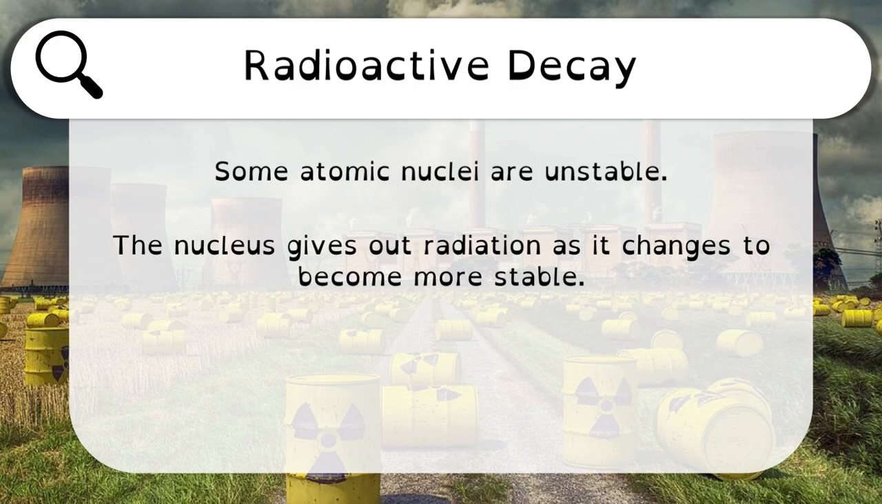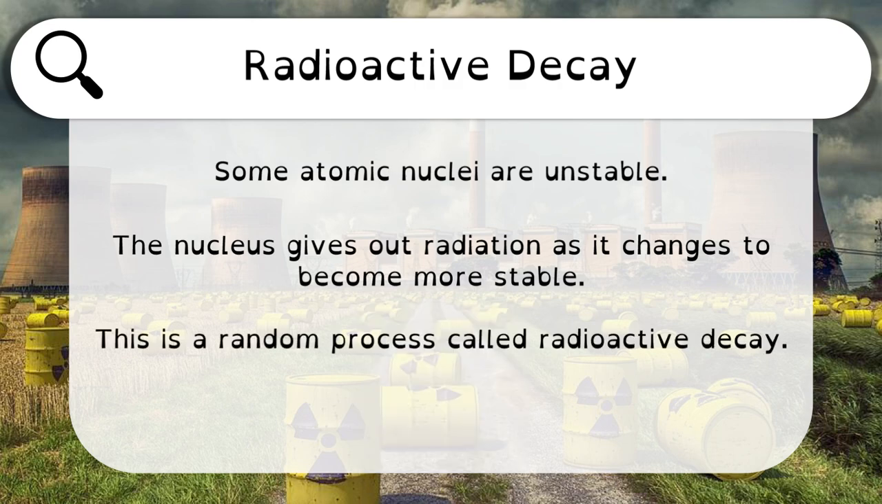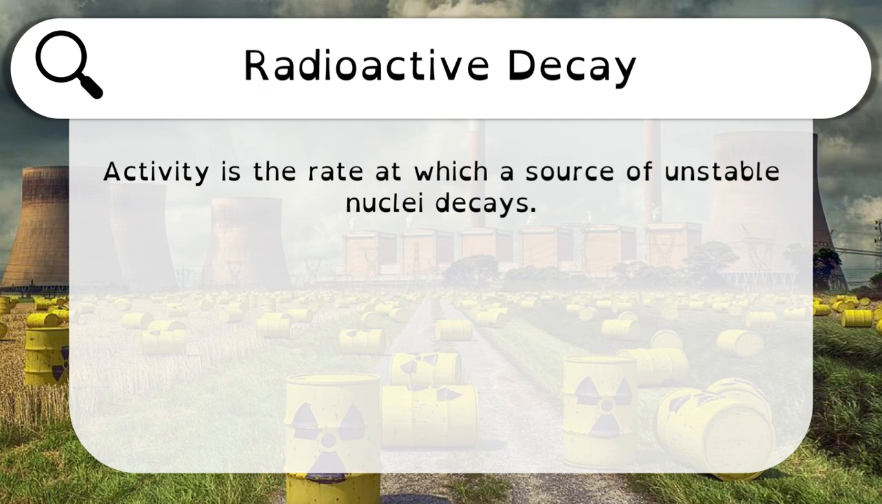So then in order to lose energy and become more stable, the nucleus will give out radiation, but the key thing is, remember that it always comes from within the nucleus. We would say that this process is random. We know that the atom will decay, but we can't tell you exactly which one will decay next. So when radioactive nuclei do decay, they give off alpha, beta and gamma, and it might happen really quickly or it might happen really slowly.